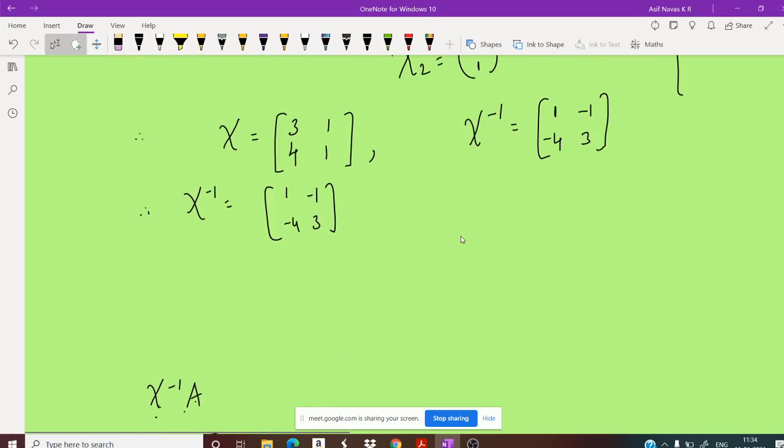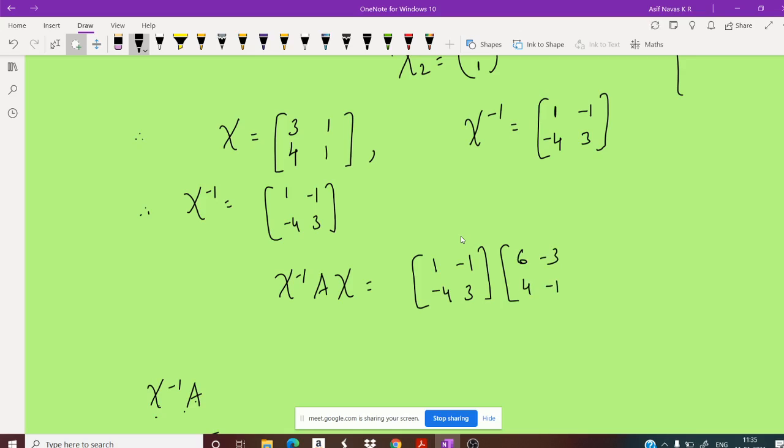Now you find X inverse A X. So X inverse is 1, minus 1, minus 4, 3, into A. What is matrix A? Matrix A is 6, 6, minus 3, 4, 4, minus 1, minus 1. And what is X? 3, 1, 4, 1. Right? Now you multiply and tell me what is the answer.